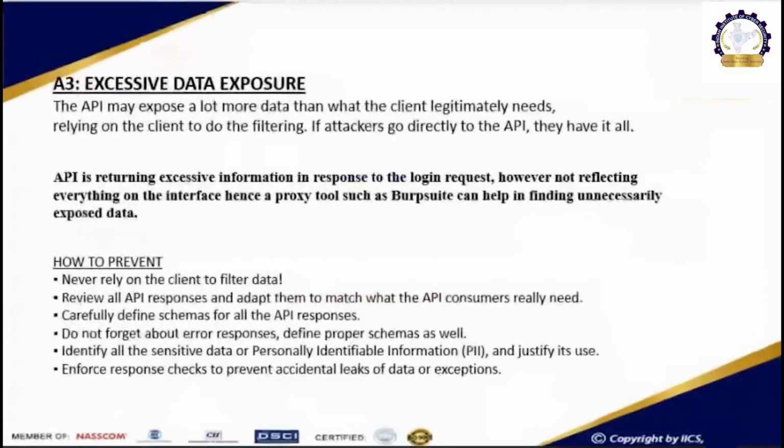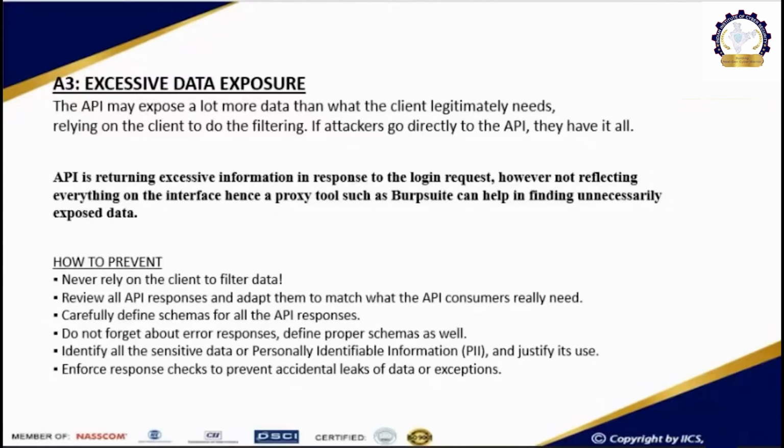Next we have here is A3, that is excessive data exposure. So what is this? In this attack, the API exposes a lot more data than what the client legitimately needs. It means if you are accessing one thing, but you are getting way more resources in return, in the response, because the client side filtering is not happening. So if an attacker goes directly to the API, they have it all.